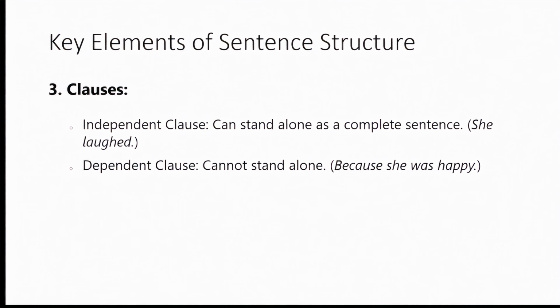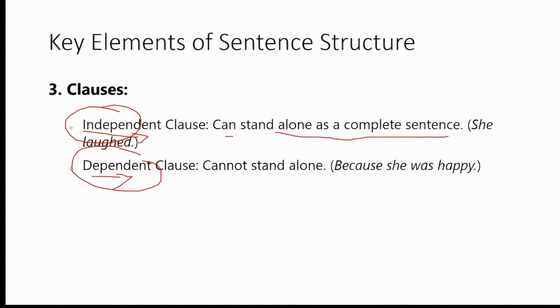Clauses. A clause basically is a sentence. Clause and sentence may be used interchangeably, but generally when we talk about clause, it means a part of a sentence. For example, there are two types of clauses: independent clause and dependent clause. Independent means free of depending on anything. Dependent means depending on someone or something.